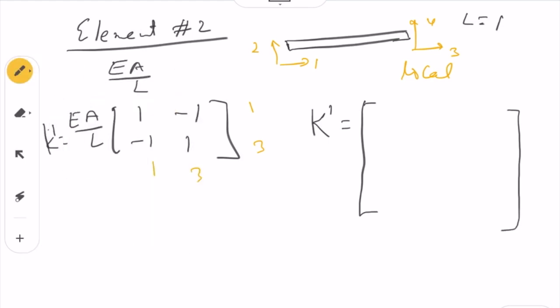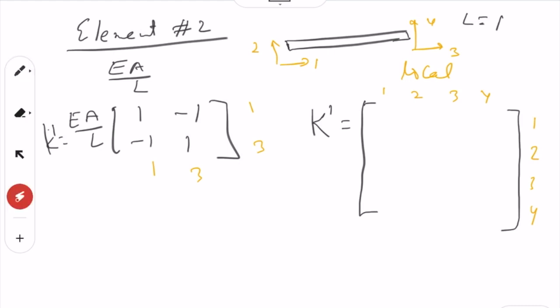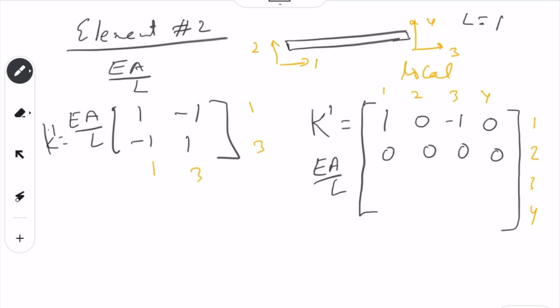okay, 1 2 3 4, 1 2 3 4, and we will write K1 equal to, see here, this is 1 and 1, so this is 1 and 1, so we can first write EA over L, sorry, just a minute, okay, so EA over L, and 1 here, then we will have 0 minus 1 0 0 0 0 0 minus 1 0 1 0 0 0 0 0.